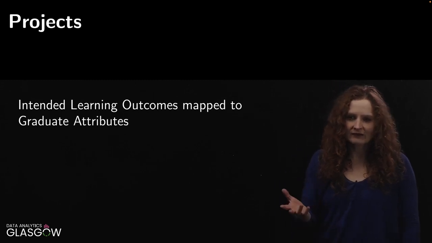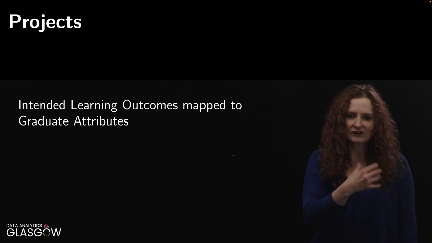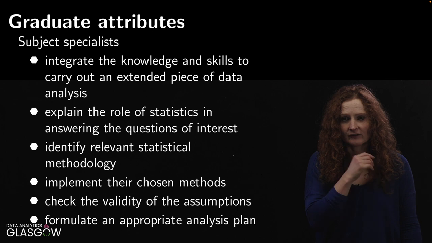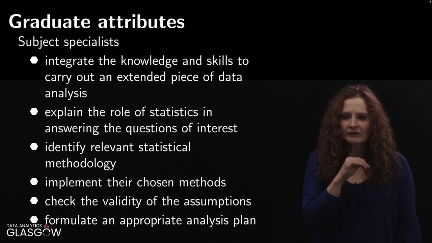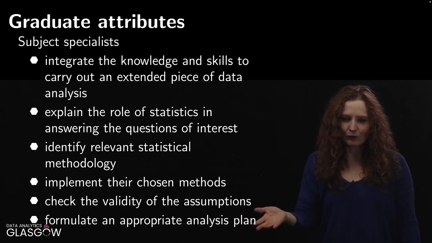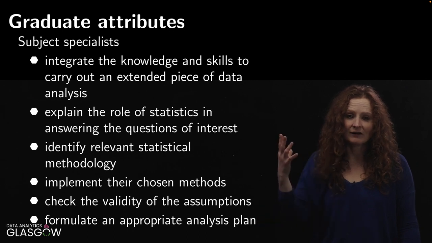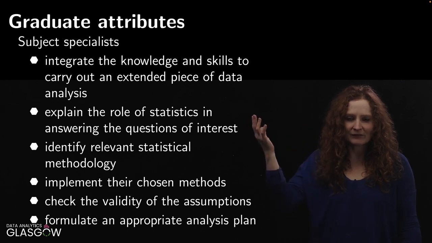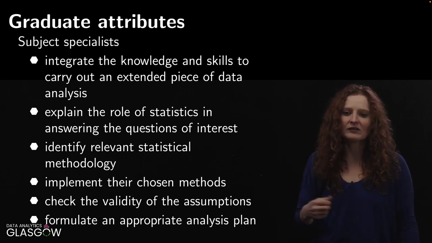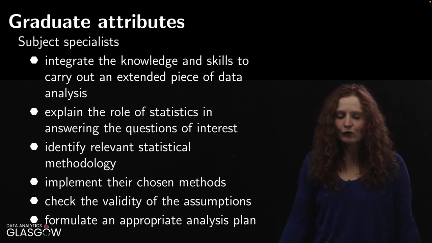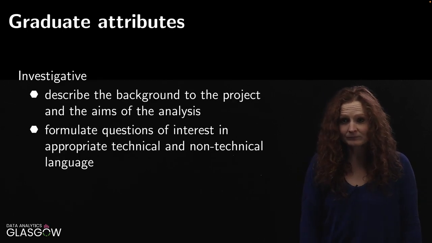So looking at the actual intended learning outcomes for these projects, we can see how they map directly onto the graduate attributes that we have at the University of Glasgow. So the first is very much around subject specialism, and of course all these bullet points given here are taken directly from the intended learning outcomes of the project. So you can see this is incorporated in lots of different ways where students have to have that knowledge and statistical analyses, be able to pick out appropriate methods and use them in a valid and appropriate way, and have some sort of programming skills in order to do that.